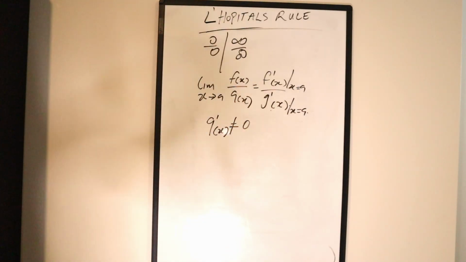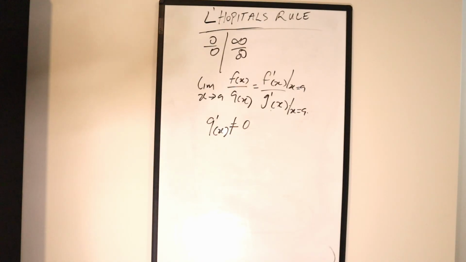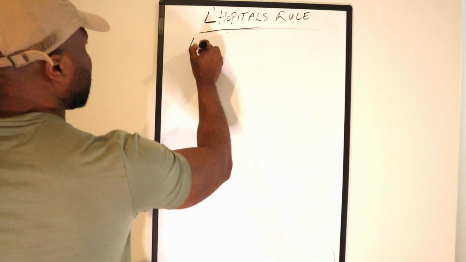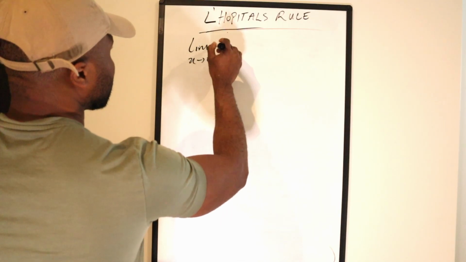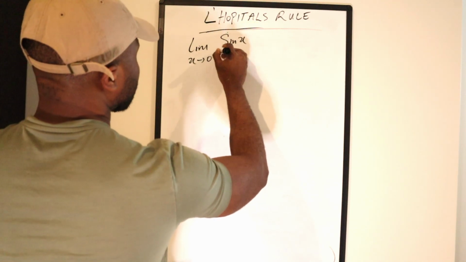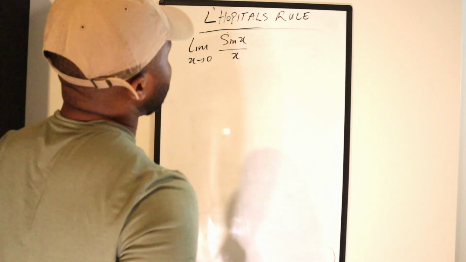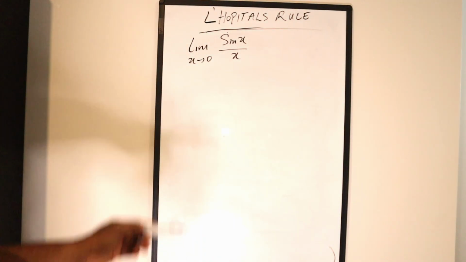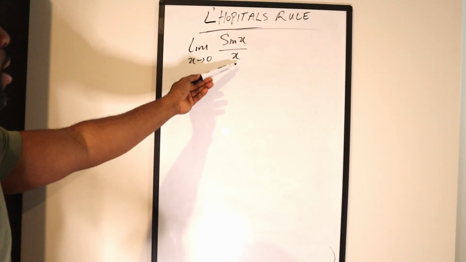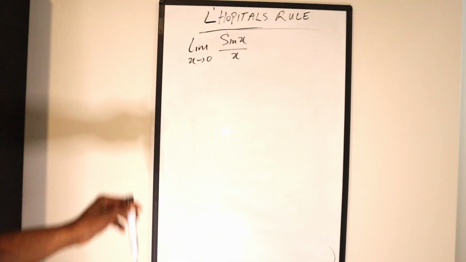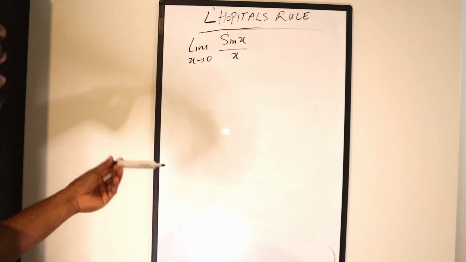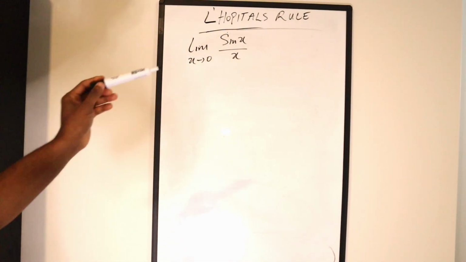So we can solve examples and some problems in order to understand how L'Hopital's rule can apply to problems. Let's say we have the limit, find the limit when x is equal to 0, of sine x over x. Looking at this problem, we have x as a denominator here. When you plug in 0, it's already indeterminate. So we can apply L'Hopital's rule here.